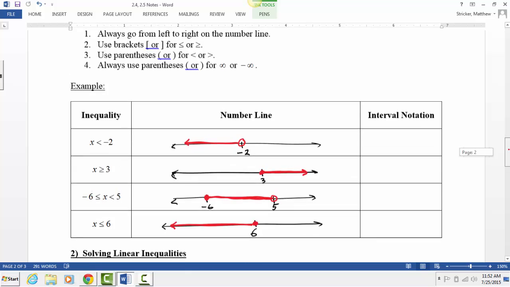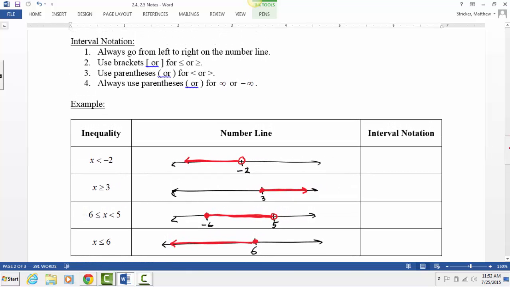Now, interval notation is just a way of representing what we see on the number line in a more compact form, I like to say. So let's go back up to my 4 little notes here. The first note is that you always go from left to right on the number line when you're writing out your interval notation, just like we read a book, left to right. Also notice that we use brackets when we have equal to, and we use parentheses when it's just less than or greater than, without the equal to. And then we always use parentheses for infinity or negative infinity.